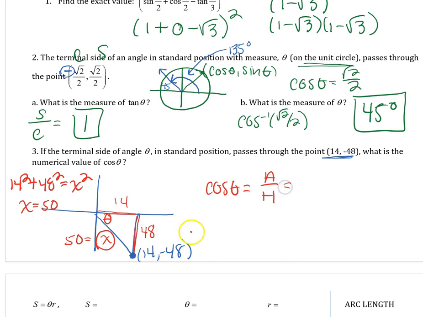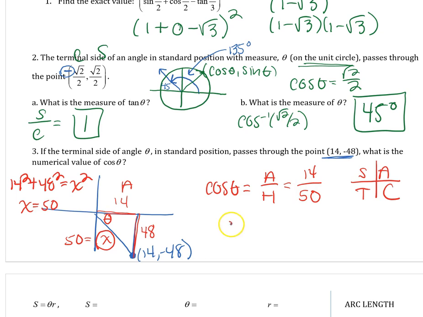Okay, so then cosine of theta would be 14 over 50. Now, something you always need to make sure you check, especially in problems like this, is your ASTC chart, which is all students take classes. And you need to make sure that because we're in quadrant 4, we're getting a positive value, which we are.